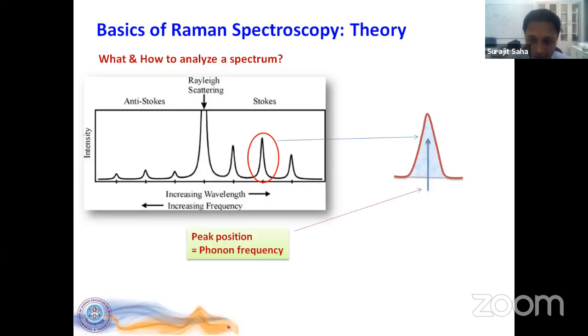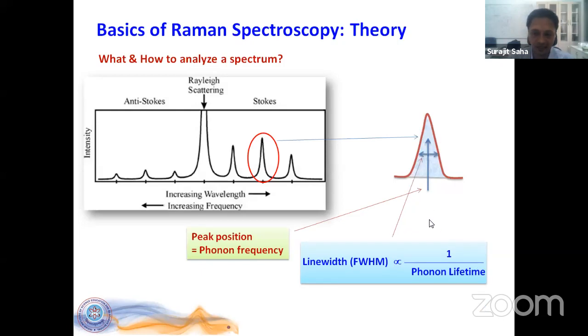One is the peak position, and that peak position refers to the phonon frequency. That means the molecule that we're talking about, or the two atoms that we had in the picture in the last slide. There is an oscillation of the atoms, and that oscillation refers to the phonon frequency by the center of the peak position. Then the other important parameter is the line width, which is basically the FWHM of this peak, and that is related to the phonon lifetime with an inverse relation.